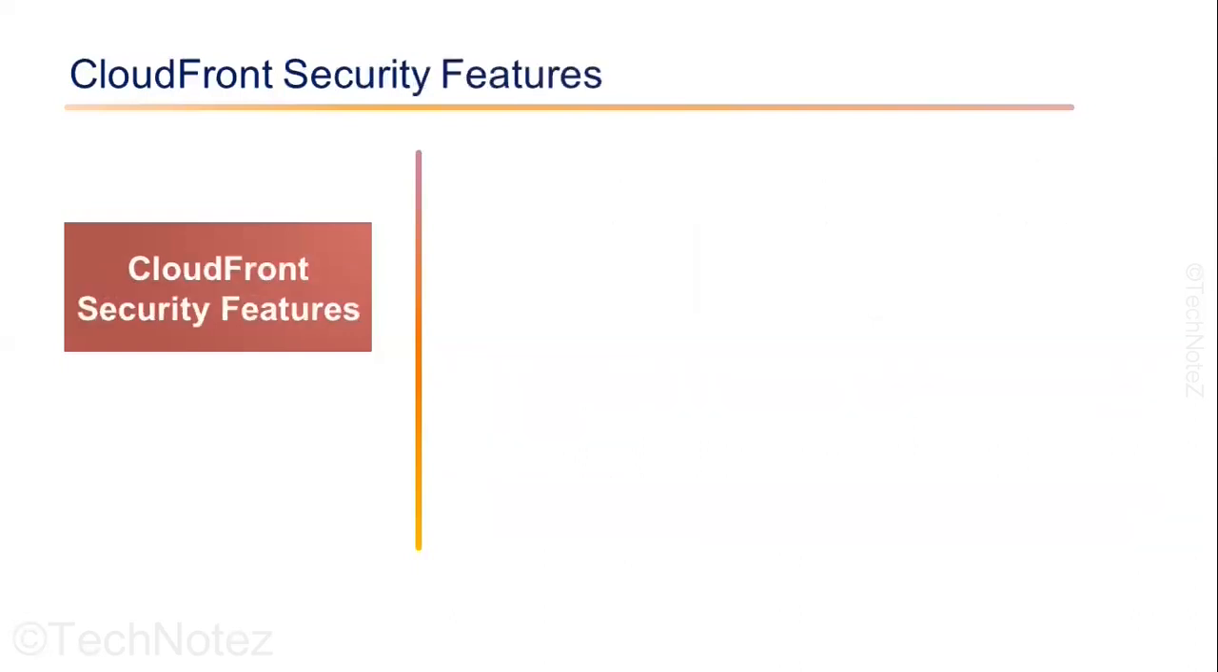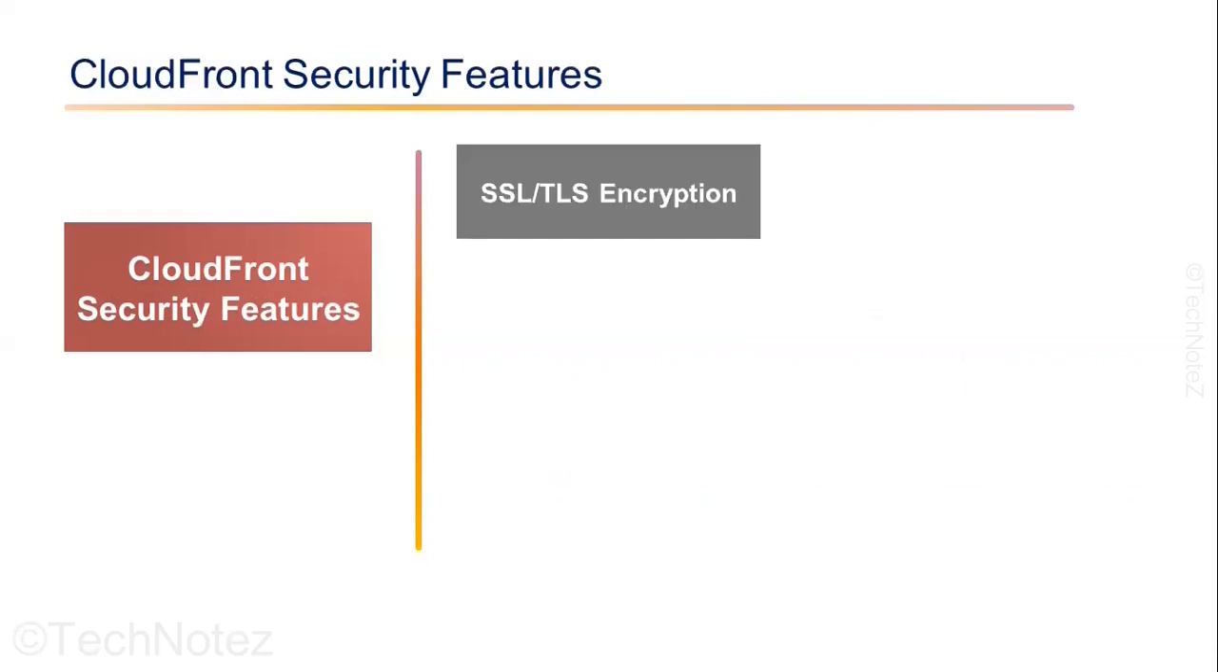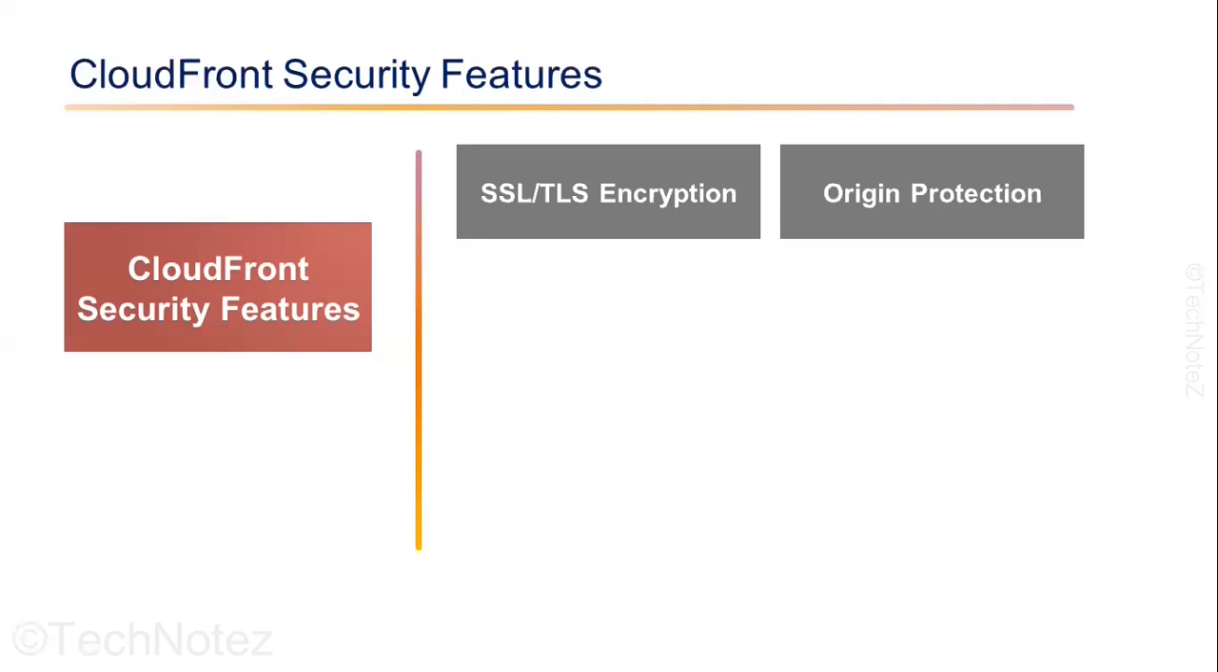CloudFront offers a number of security features to protect the data and resources that are delivered through the service. Some of these security features include SSL and TLS encryption. CloudFront supports HTTPS and SSL/TLS encryption to protect the data in transit between the client and the origin server. Origin protection.